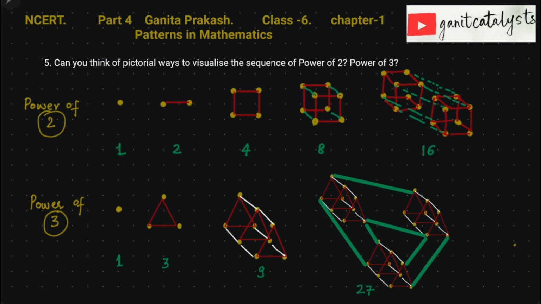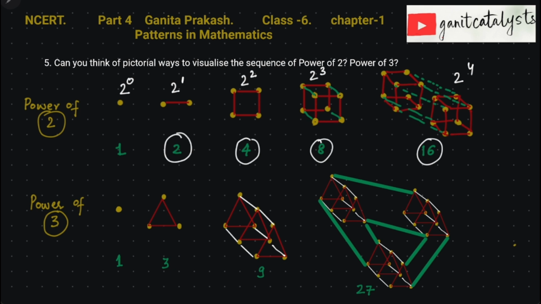Here we can see the powers of 2. 2 raised to power 0 is 1. 2 raised to power 1 is 2. 2 square is equal to 4, so we have 4 dots connected in the form of a square. Next, 2 cube is 8, so it is a cube. 2 raised to power 4 is 16, where we can see two cubes connected to each other form 2 raised to power 4.